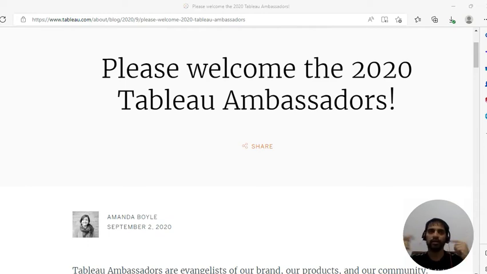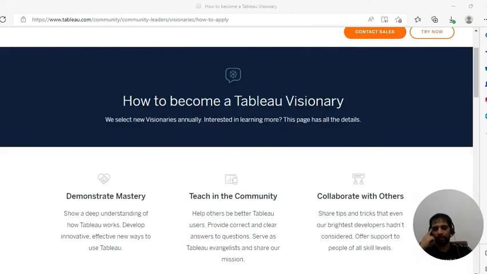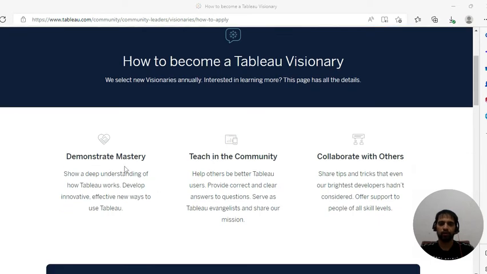Okay, the next difference is what is the next level after Tableau Ambassador? What do you think, right? So the next level after Tableau Ambassador is Tableau Visionary. It used to be Tableau Zenmaster earlier. They rebranded this to Tableau Visionary. So you need to demonstrate mastery, teach in the community, collaborate with others.